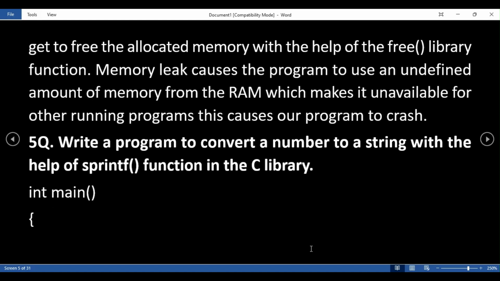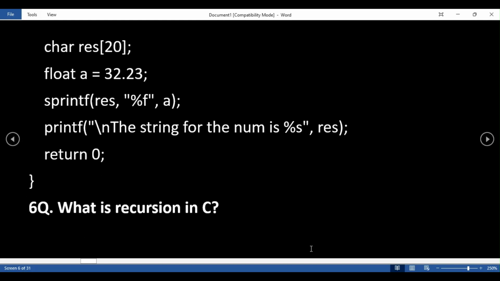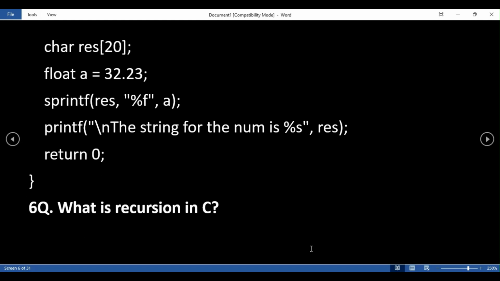How to convert a number to a string with the help of the printf function in the C library. Here is the program. Here we are using the sprintf function to convert the float value into a string value.